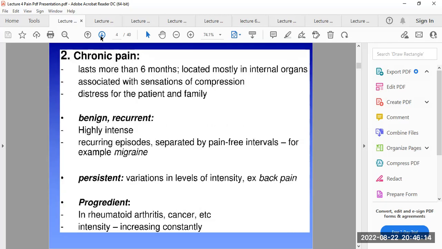Looking at chronic pain, which lasts more than 6 months, it is located mostly in internal organs, associated with a sensation of compression and distress for the patient and family. Cancer can also be part and parcel of chronic pain. These pains are of high intensity, with recurring episodes and pain-free intervals, as in migraine. So these are pains which last more than 6 months, and the intensity keeps increasing constantly. For example, arthritis and cancer, as we have mentioned previously.